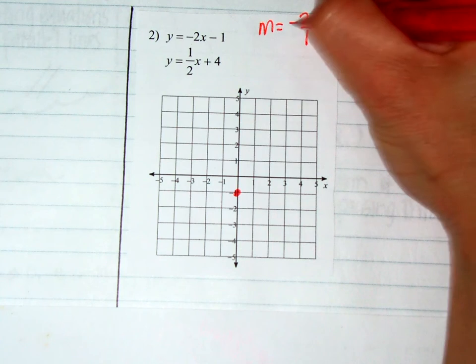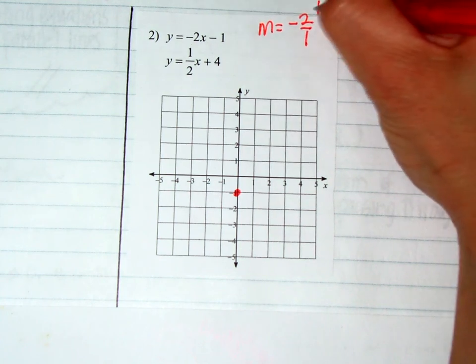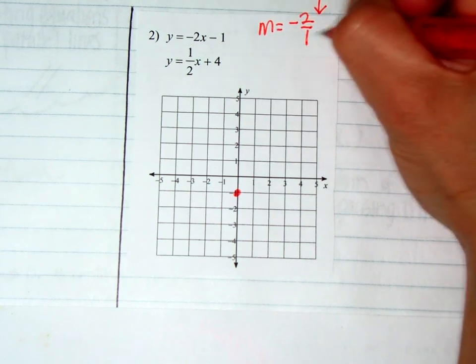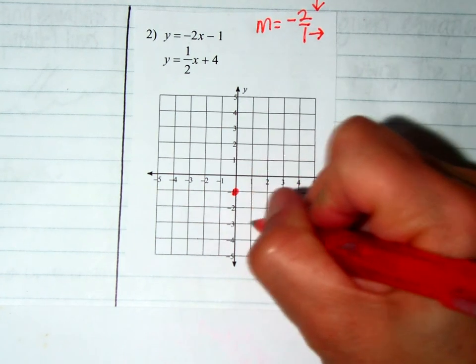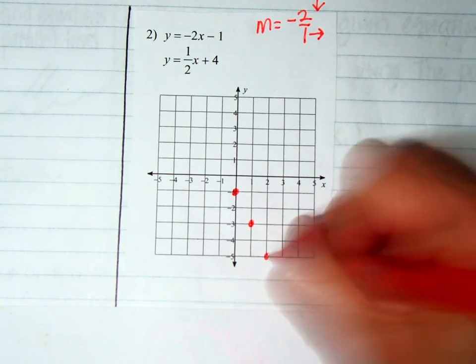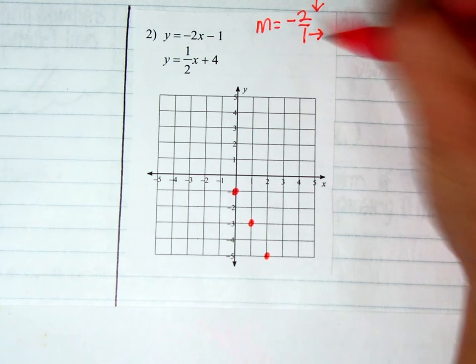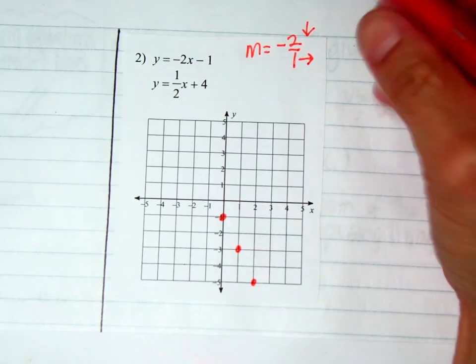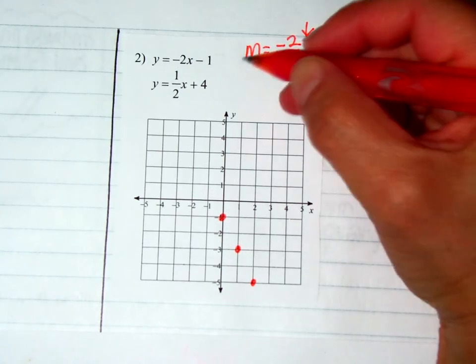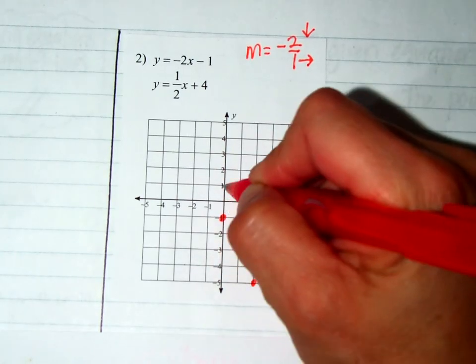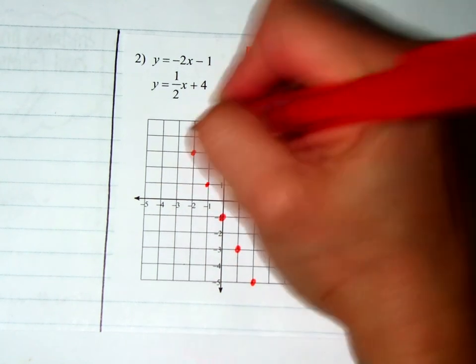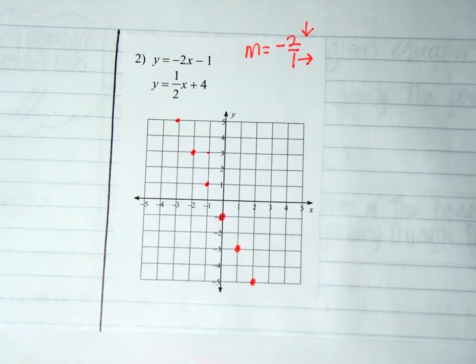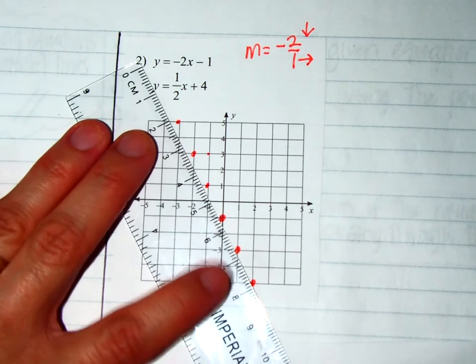That means -2 go down, +1 goes to the right. So I'm going to go down 2 over 1, down 2 over 1. And I can reverse this so that I go up and to the left. Up 2, left 1. Up 2, left 1. Until I run out of space. Draw your line.